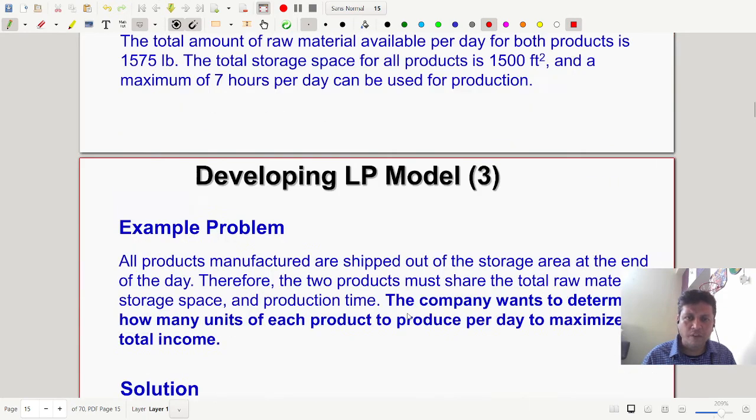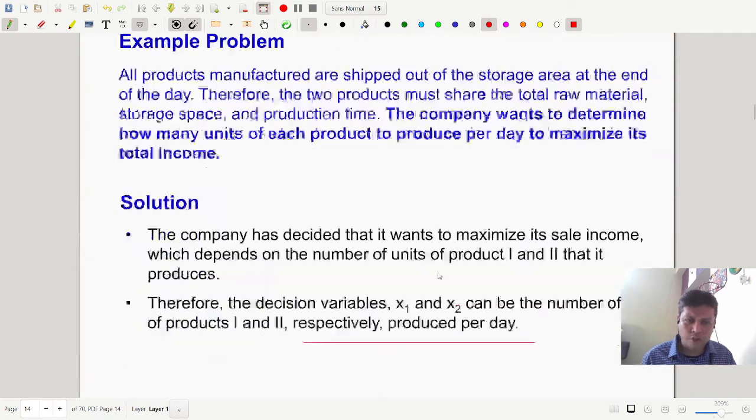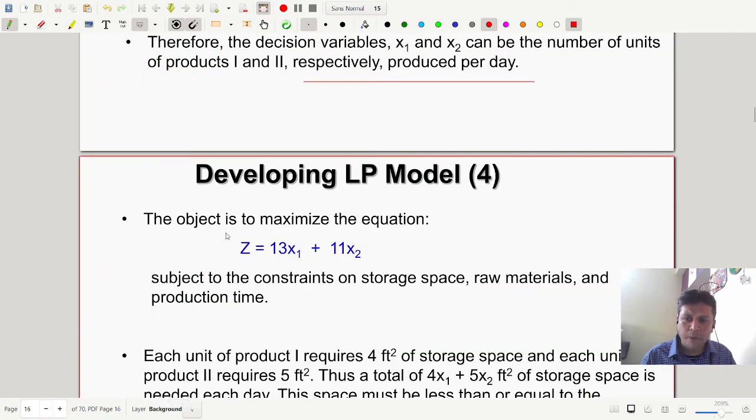So what is your objective function? What is the cost per unit? $13 for product 1 per unit and $11 per unit for product 2. So for x1 units, the cost will be 13x1, and for x2 units, the cost will be 11x2 for product 2. So what is the total cost? Total cost will be Z equal 13x1 plus 11x2, and this has to be maximized.